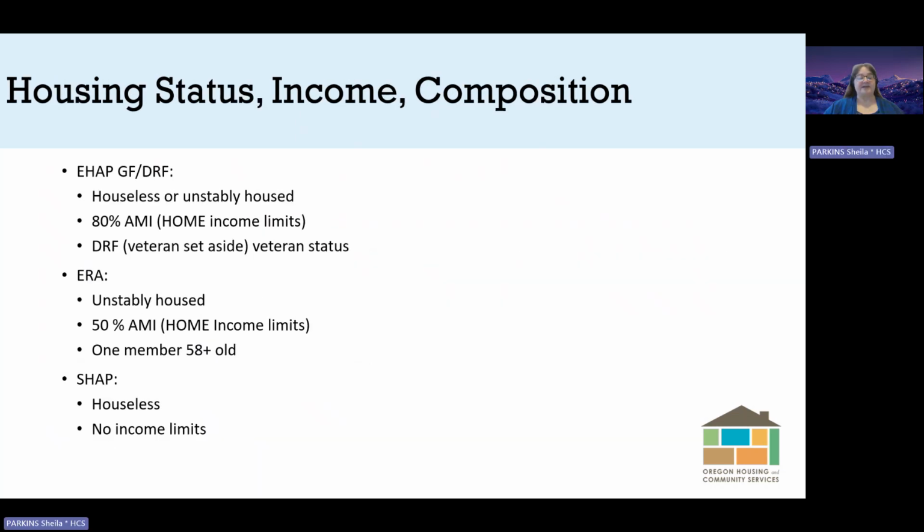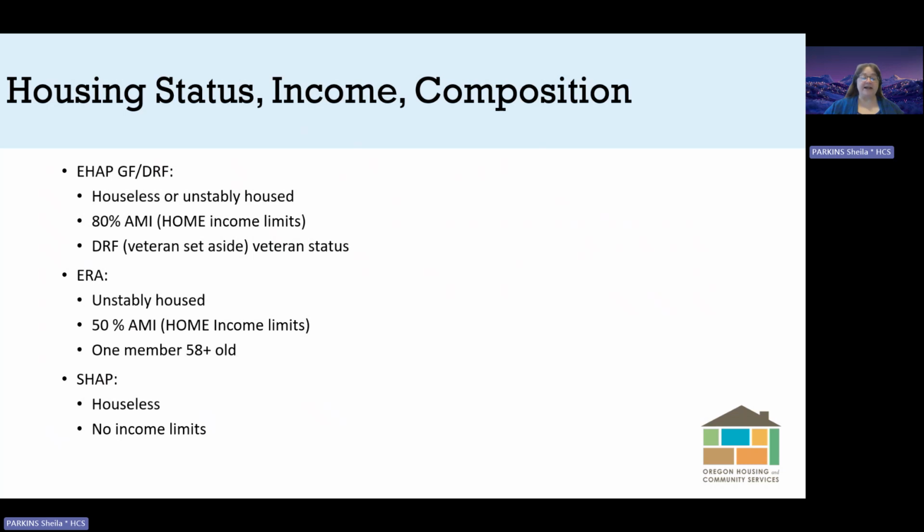Applicants are eligible to receive EHAP General Fund and DERF when they are houseless or unstably housed and at or below 80% of area median income. AMI is derived from the HOME income limits that are available on the OHCS website. Clients receiving shelter services through EHAP General Fund or DERF must be literally houseless. SHAP requires those seeking shelter services to be houseless.